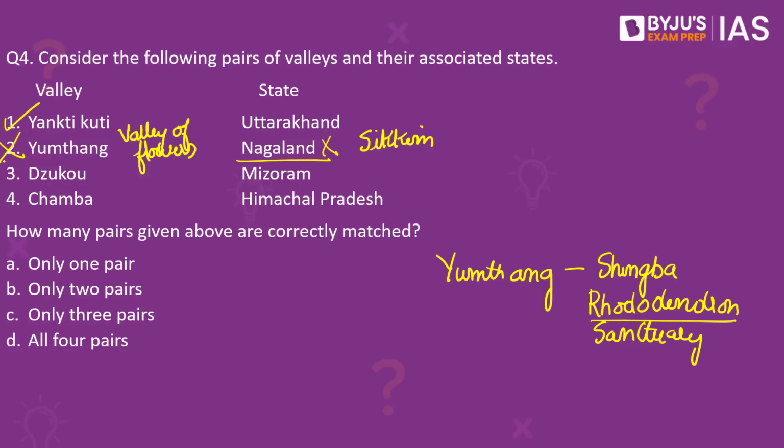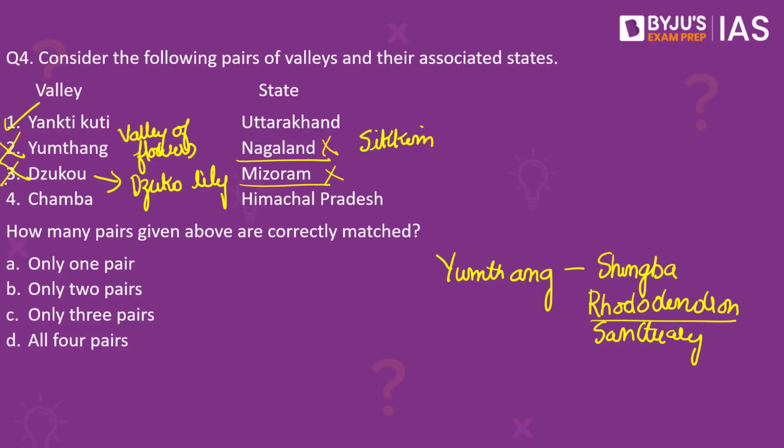Next, Dzuko Valley is located not in Mizoram but in the state of Nagaland. Some sources note Dzuko Valley bordering the states of Nagaland and Manipur. This valley is known for the Dzuko lily, which is a flower found only in this valley. So the third pair is also wrongly matched.